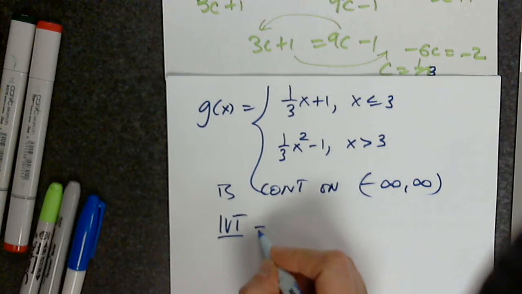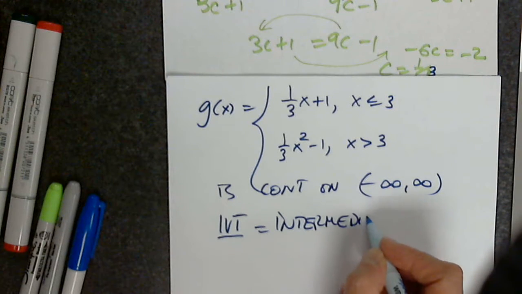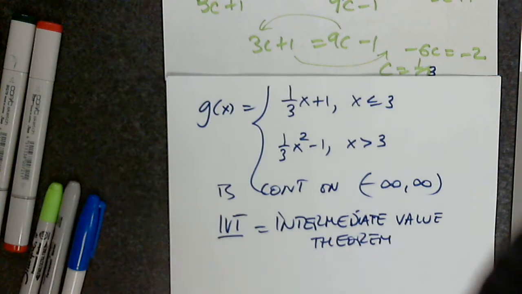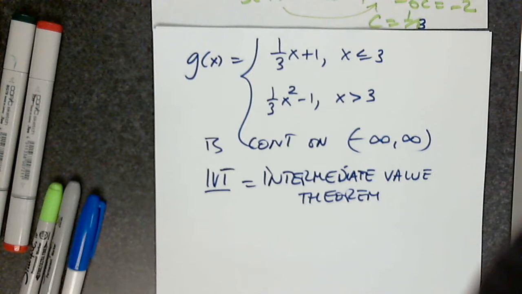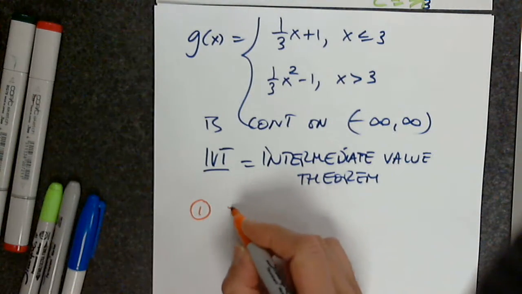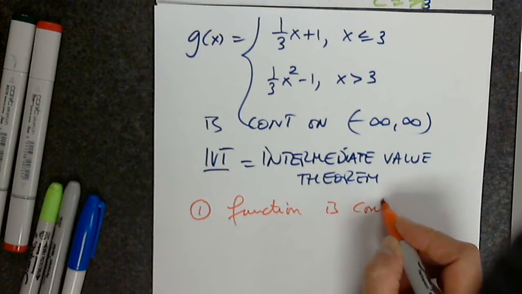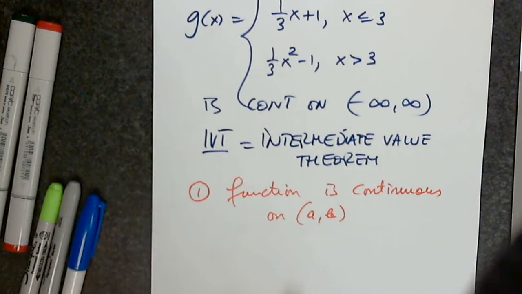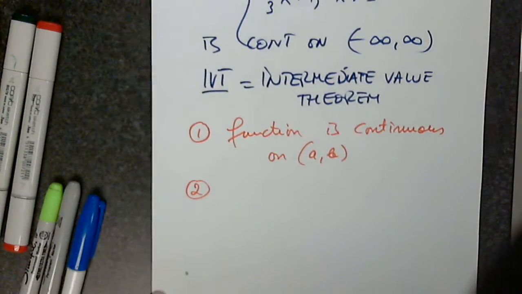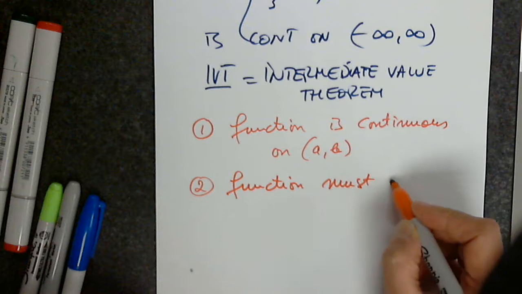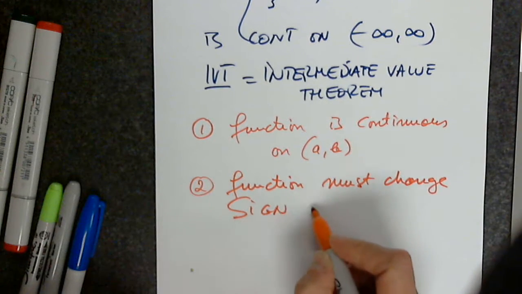Okay, IVT, intermediate value theorem. First condition: the function must be continuous on an interval, let's say a comma b. Number 2, second condition: the function must change sign on a comma b.